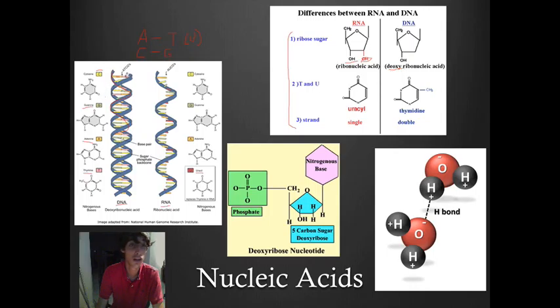And between the different base pairs, they form hydrogen bonds, which allows DNA to unzip when you want to make RNA, and zip back up when you're done with transcription.